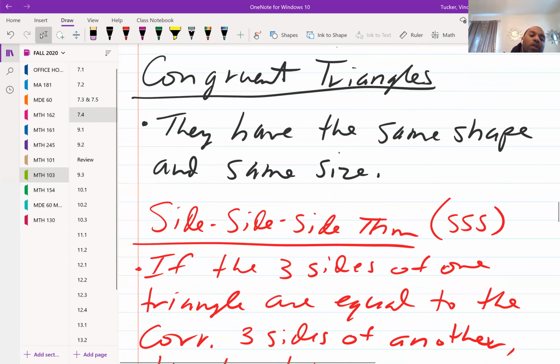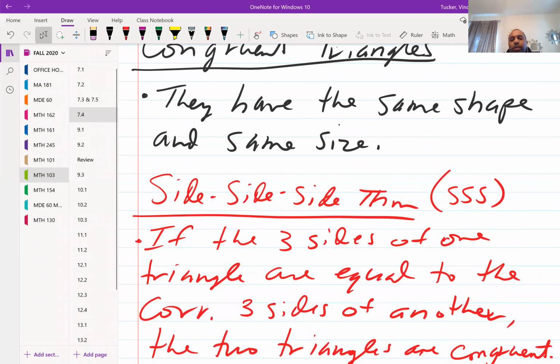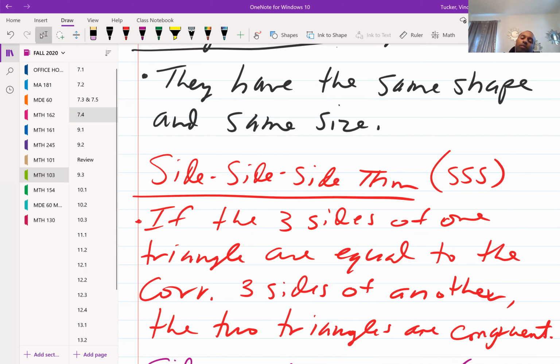All right. So next one, congruent triangles. Congruent triangles have the same shape and same size. We have a couple of theorems. I believe we have 3 of them set up. Yeah. A couple of theorems to copy down. If the 3 sides of the triangle are equal to the corresponding 3 sides of another, then the 2 triangles are congruent. So it's the side theorem. If all 3 sides are equal, then the triangles are congruent.